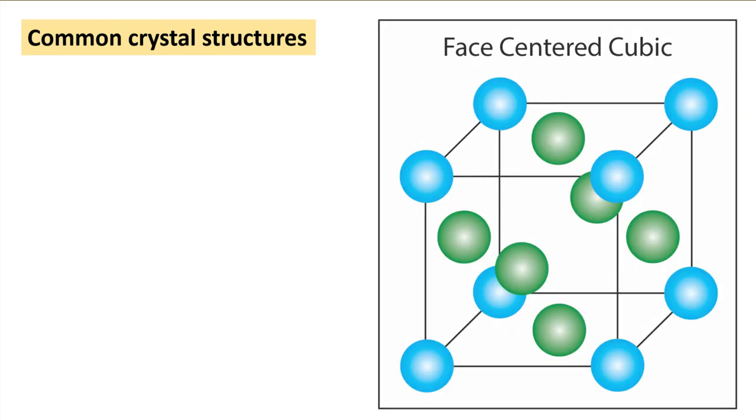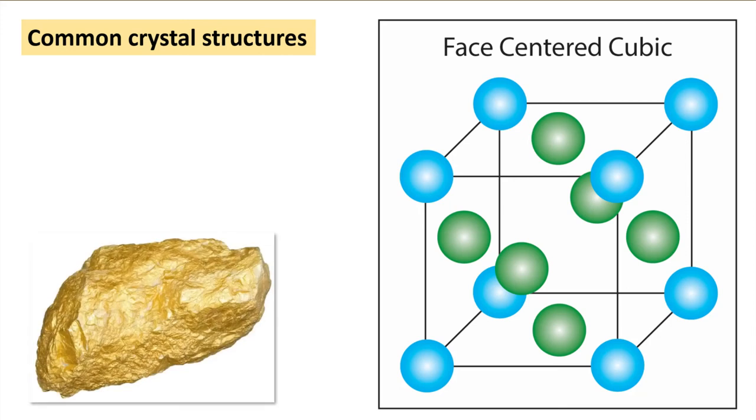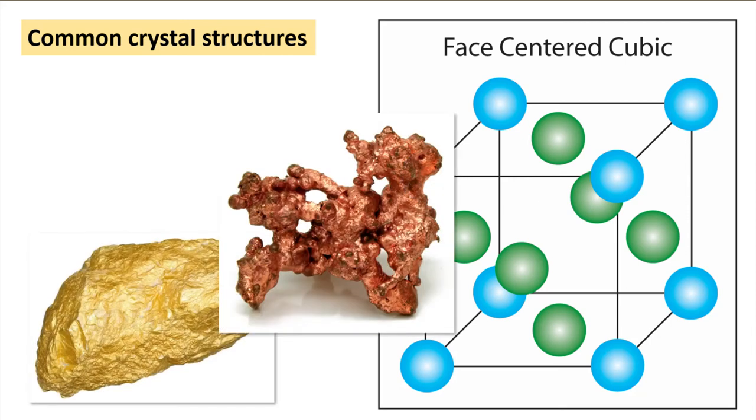There are some common unit cells, or what is called crystal structures. One is the face-centered cubic. This is a basic cube or block. There is an atom positioned at each corner and an atom at each face of the cube. Some metals that have this structure are gold, copper, and silver.